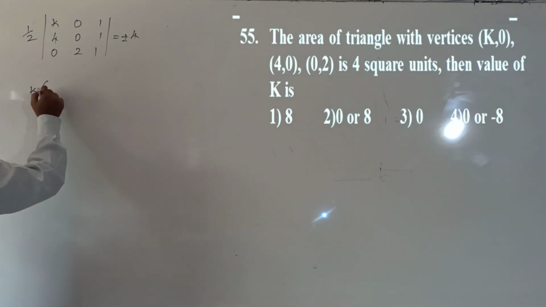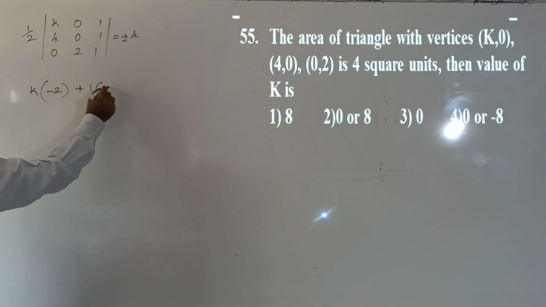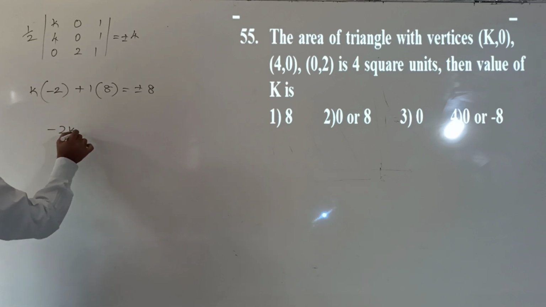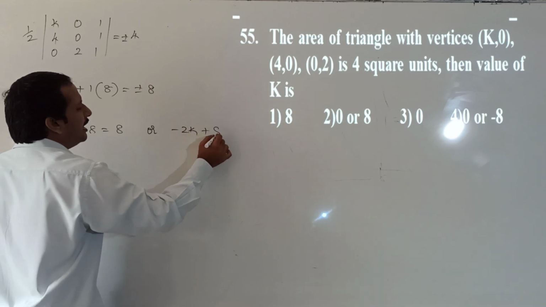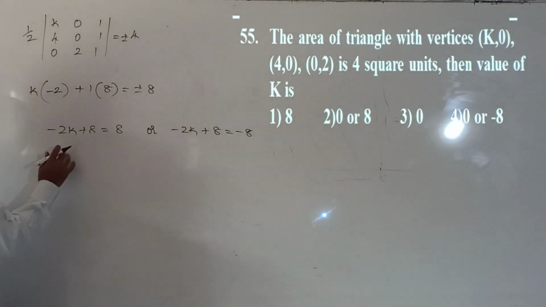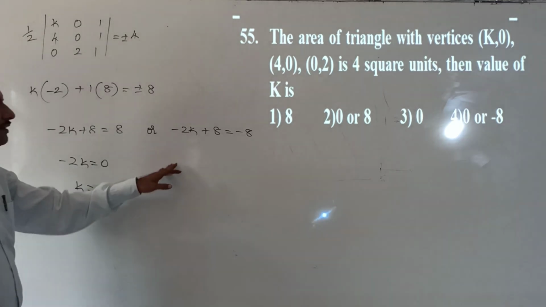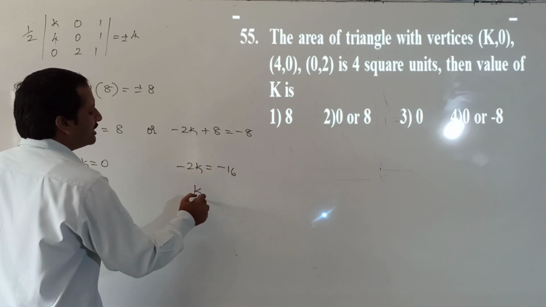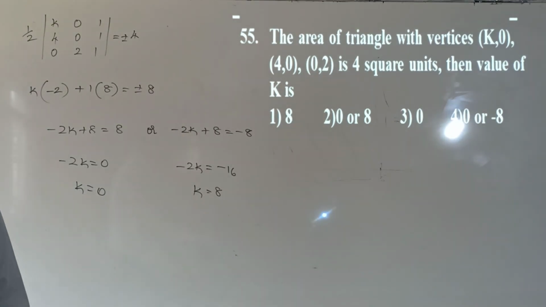So expand this: k into (0 minus 2), that is minus 2k, plus 1 into 8, is equal to plus or minus 8, since the 2 is taken on this side. Minus 2k plus 8 equal to 8, or minus 2k plus 8 equal to minus 8. This will give you minus 2k equal to 0, therefore k equal to 0. This will give you minus 2k equal to minus 16, hence k is equal to 8. So the answer is 0 or 8, which is the second option.